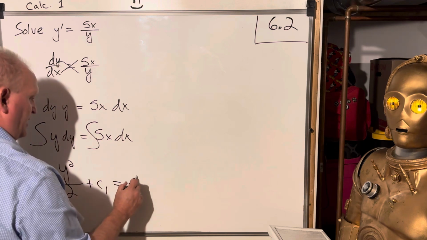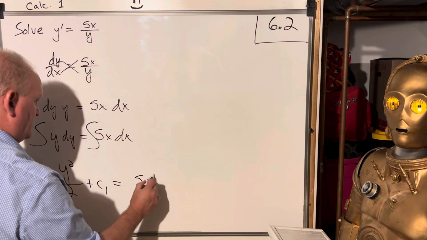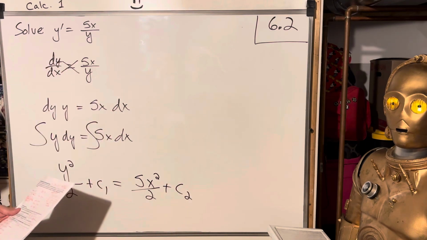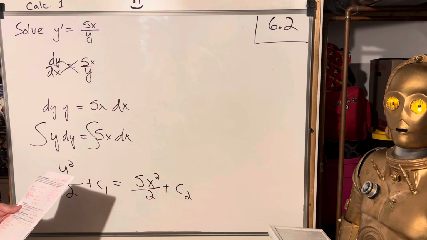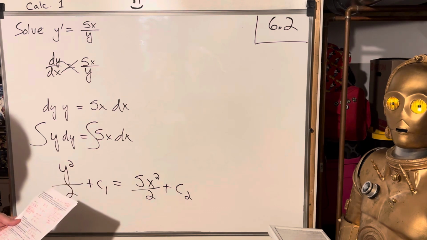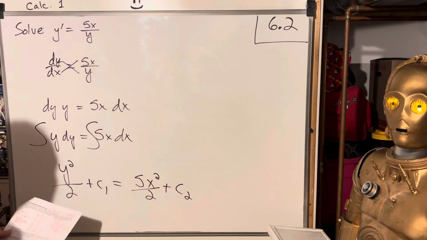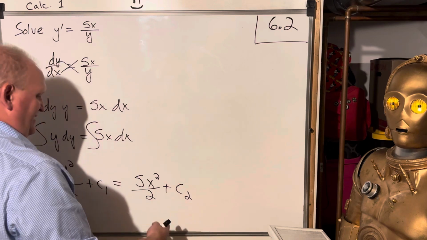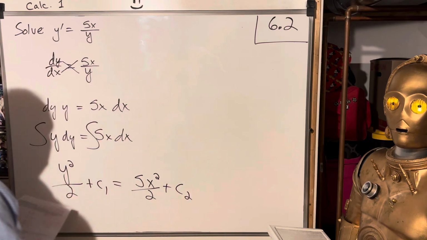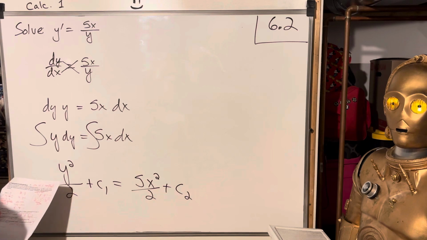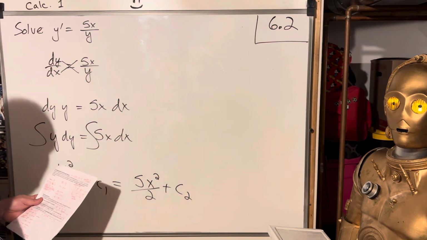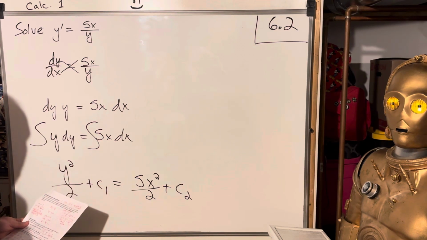equals 5x squared over 2 plus c2. And what you're doing with the whole C1 and C2 thing is, it doesn't matter. It's a constant. If this were 7 and this were 3, then the overall would be 10, it's all just a constant. So at the end of the day, I could just say C2 minus C1 is equal to C. And that's what we're going to put down.